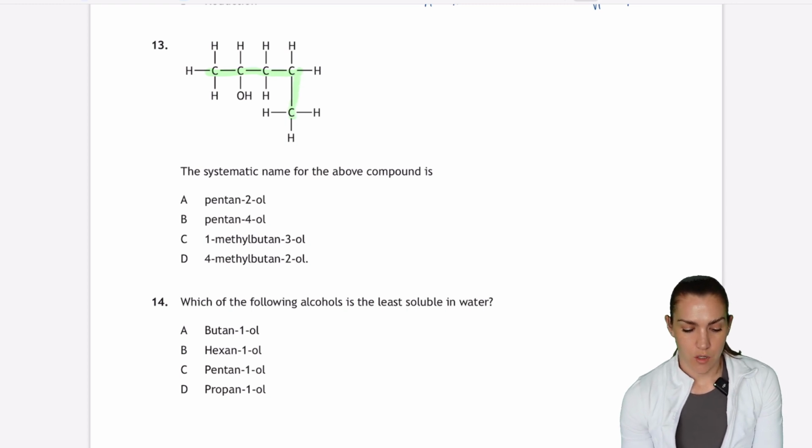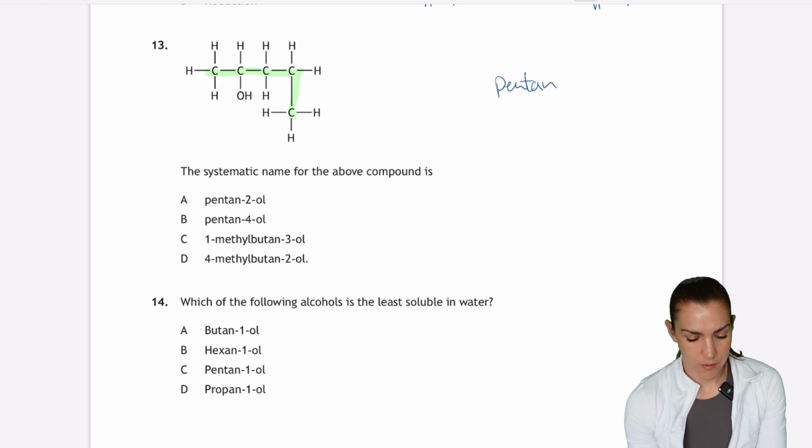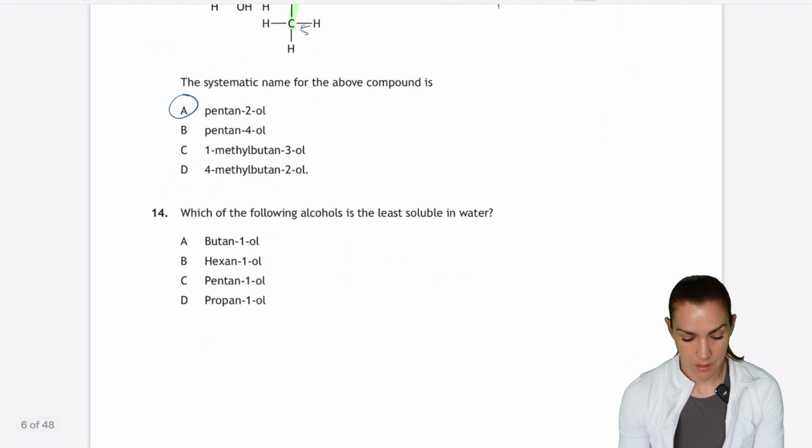Okay, so because we've got 5 carbons, that means it will be pent. And it's got a hydroxyl group, which makes it an alcohol. And we number from the end closest to where the hydroxyl group is, so it would actually be pentan-2-ol. So that gives us A. Okay, so just watch out for the L shapes, I'm telling you now.